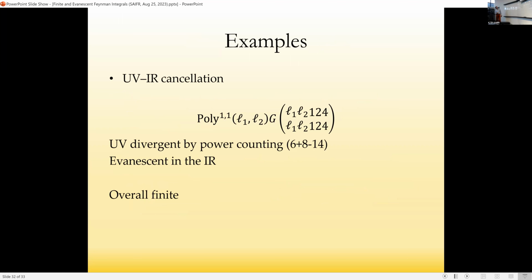And in the UV-IR case, it's actually clear how to build the general form of that. You start, for example, with the planar double box with a numerator which is itself evanescent. So if you didn't have the polynomial in front, you'd get an integral of order epsilon. But then you put in a polynomial which is of degree one in L1 and degree one in L2. That's something which is overall degree six, so it's UV divergent. And the divergence will cancel between the UV and the IR, so the overall will be finite.